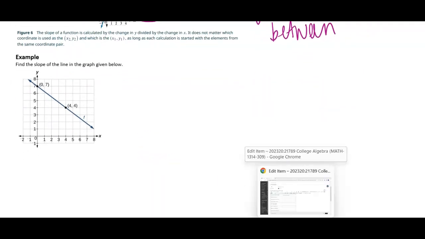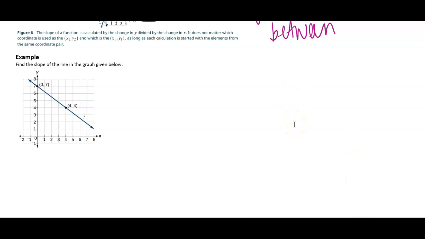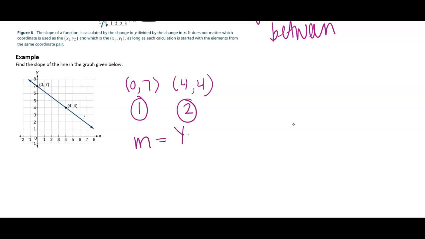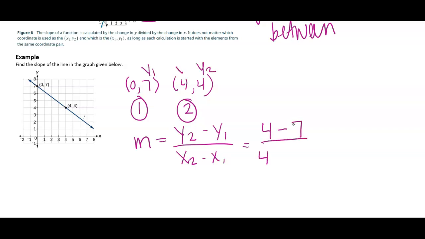So let's look at this example right here. I have 2 points, (0, 7) and (4, 4). Let's go ahead and call this point 1 and this point 2. So algebraically, I can say that this is y2 minus y1 over x2 minus x1. That would give me 4 (y2) minus 7 (y1) over 4 (x2) minus 0 (x1).